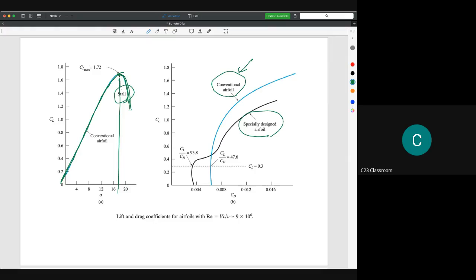And then the C_D and C_L relationship. This is the lift coefficient and this is the drag coefficient. We found that it will curve like this. And normally people will take the ratio between C_L and C_D as the indicator.